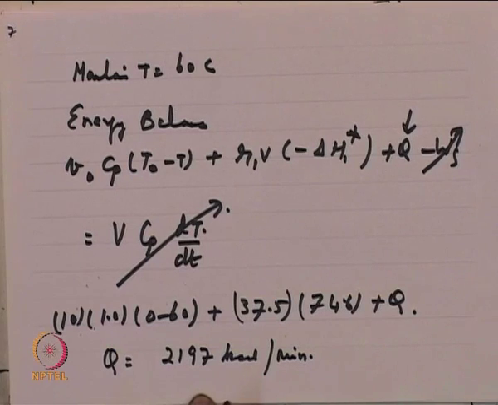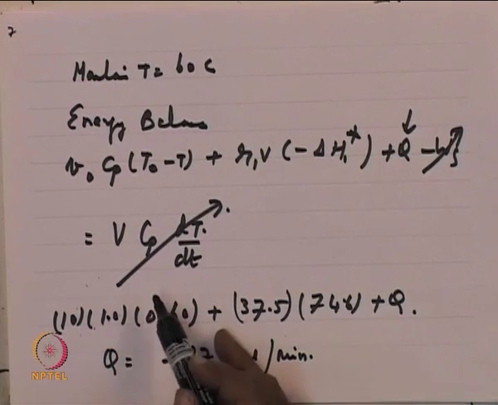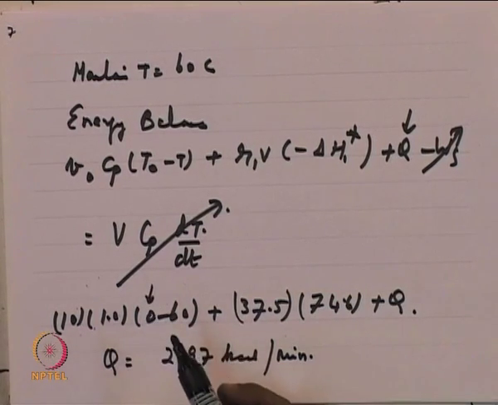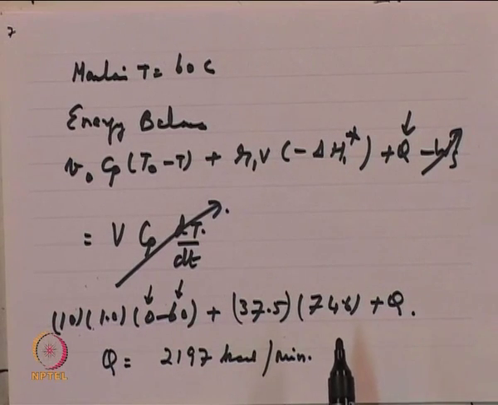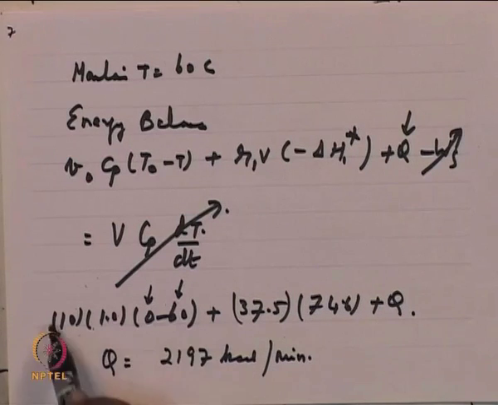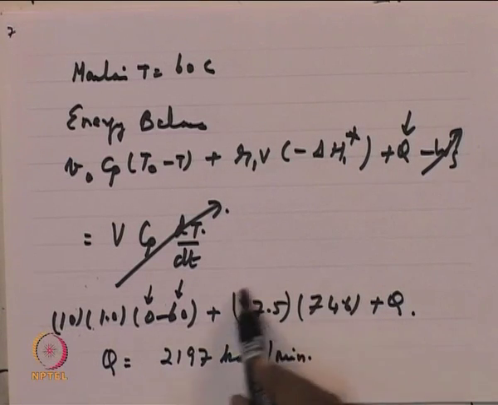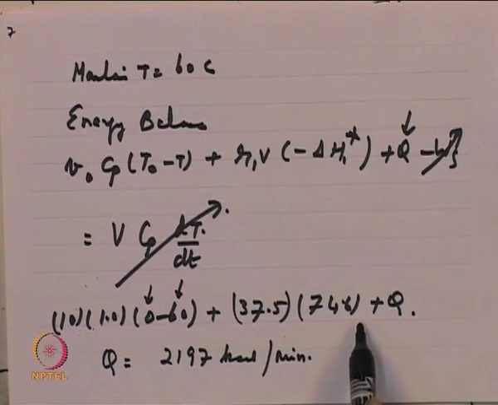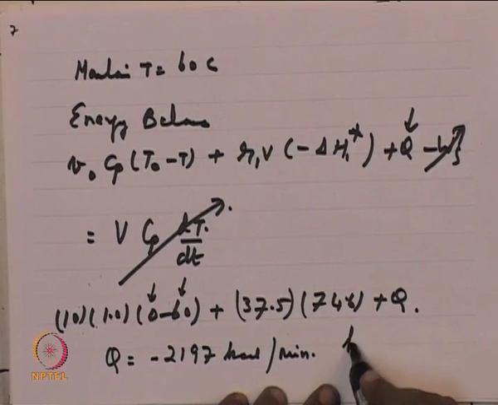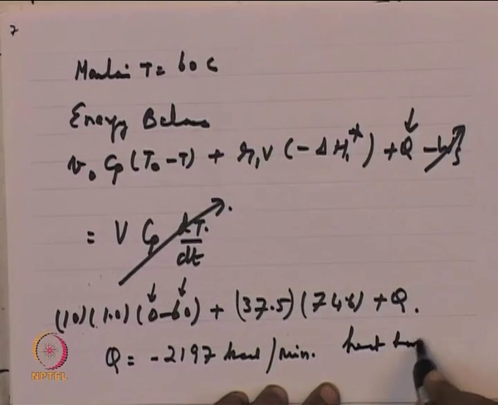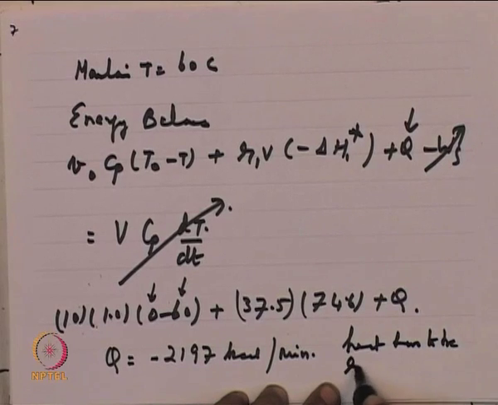Okay. So, what is this T naught? T naught is the temperature at which material is coming in, and 60 is the temperature to which it must be heated. Therefore, this much heat has to be continuously supplied. This is the rate at which heat is generated. Therefore, this Q, and then is Q positive or negative? Q is negative, showing that so much heat has to be removed. Heat has to be removed. Okay.